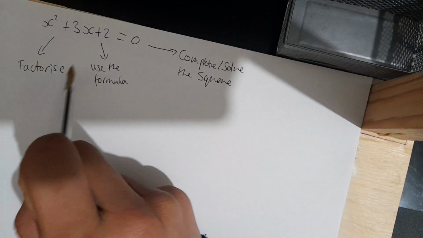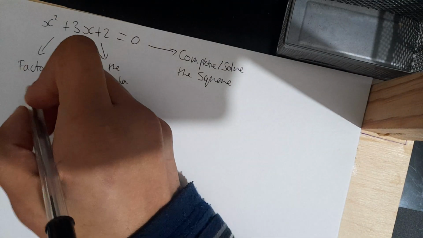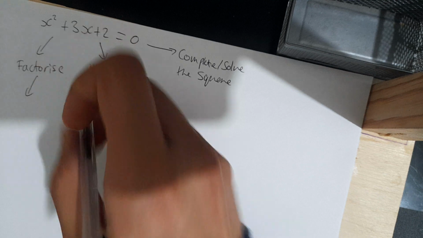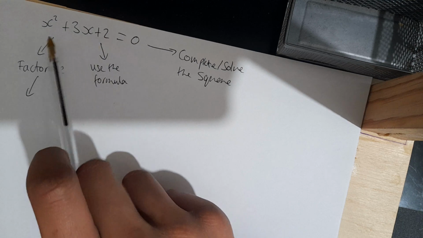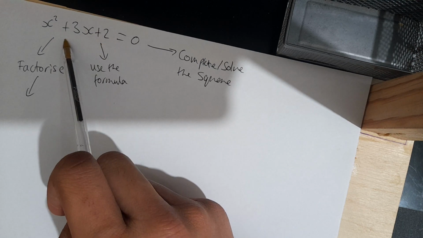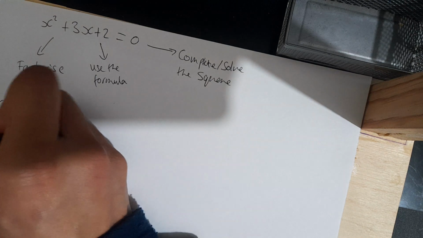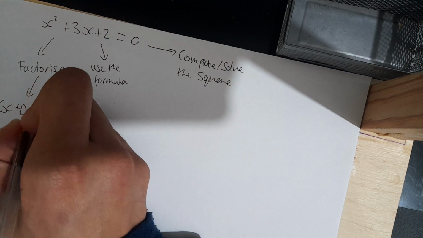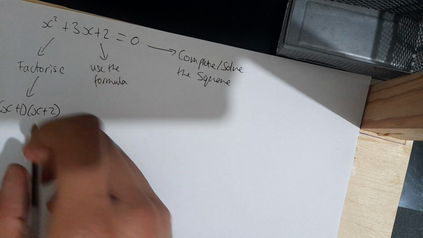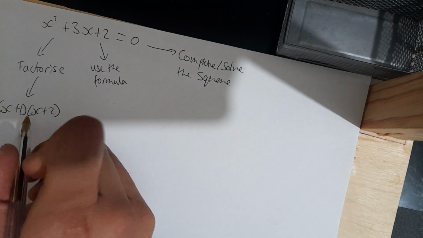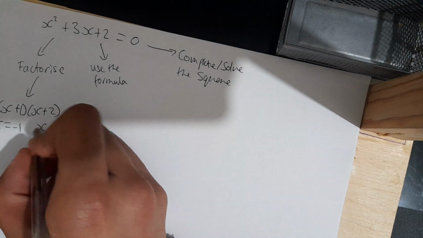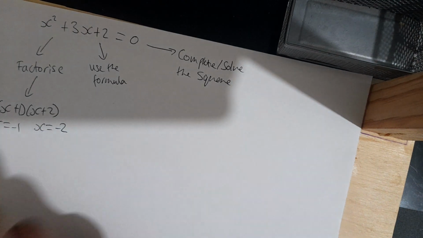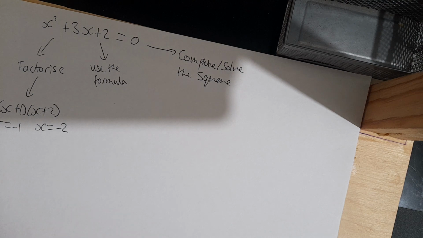So the easiest one for something like this is just factorizing. So that's just going to be two numbers that multiply to this number and add to this number. So that's just going to be 1 and 2, because 1 times 2 is 2 and 1 plus 2 is 3. So it's going to be x plus 1, x plus 2. Nothing new. And so when x plus 1 equals 0, x equals -1. And when x plus 2 equals 0, x equals -2. Nothing new there. We all know how to solve like that.